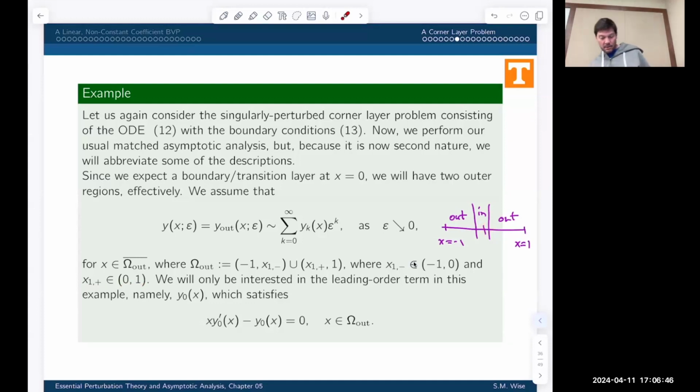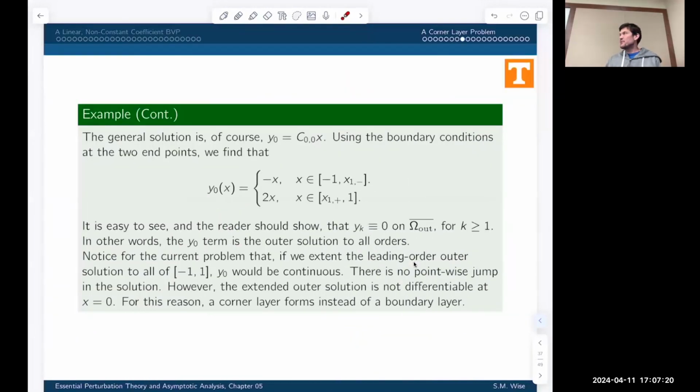Now, let's do a leading order. Let's compute our leading order problem for this outer solution region. And we get this equation if we do that. x times, remember the outer solution problem always looks the same. Basically, you just set epsilon to 0 and you replace the solution of the differential equation by y0. Okay, so x y0 prime minus y0 equals 0 for all x in the outer solution domain.